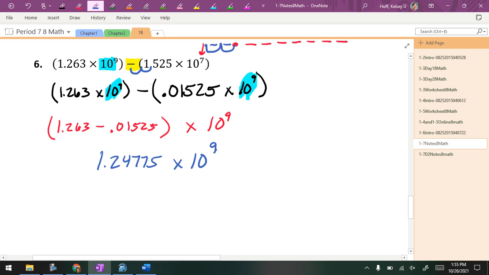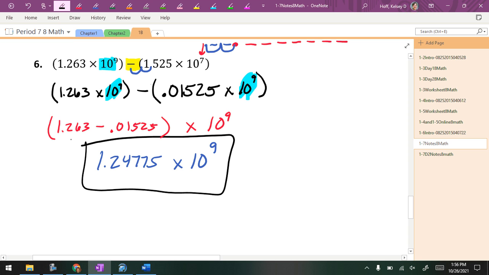Okay, question of the hour. Proper scientific notation? Yep. Boom, that's nice. We don't even have to change that one.